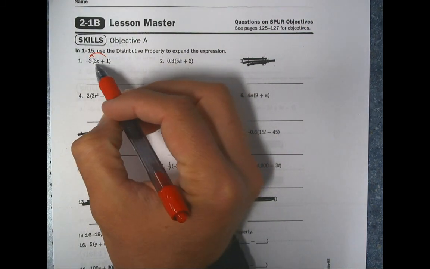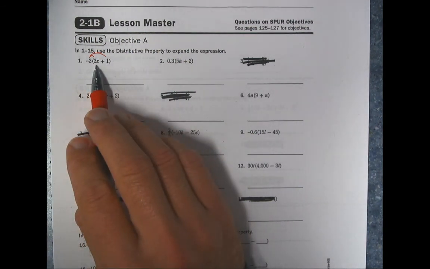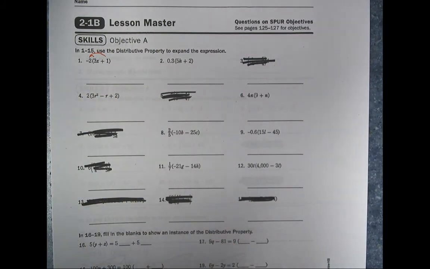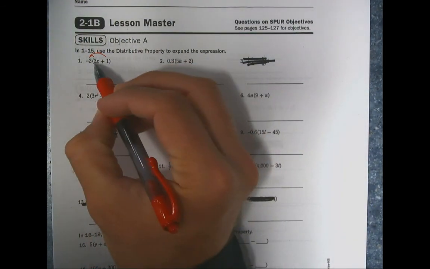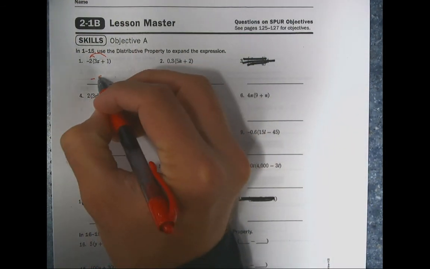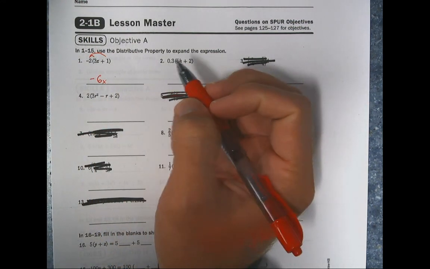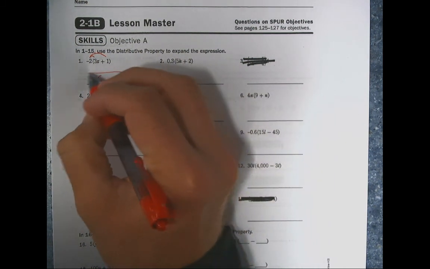Both of these terms on the inside of parentheses are going to get multiplied by the -2, creating two new terms. And because we have an x and we have no x on the other term that's going to be created, they're not going to be combined. They're going to stay separate as just one expression. So -2 times 3x is -6x. -2 times 1 is -2. And we're going to write that as -2. And that's your final answer.